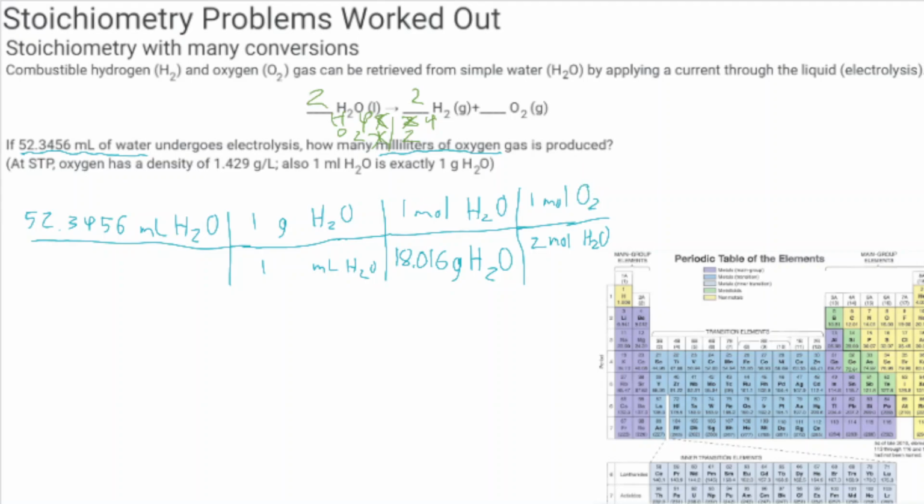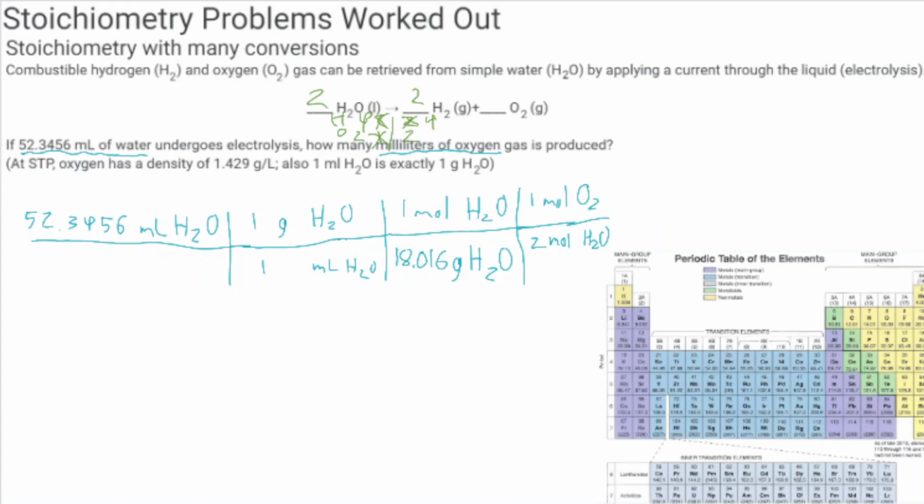All right, so now we got to our desired compound of O2, and we want to try to figure out some way to get to milliliters. Now, one of the conversions given to us was this density here, this 1.429 grams of O2 for every liter of O2. Well, we can't go from moles to milliliters directly, but what we can do is go from moles to grams using our molar mass.